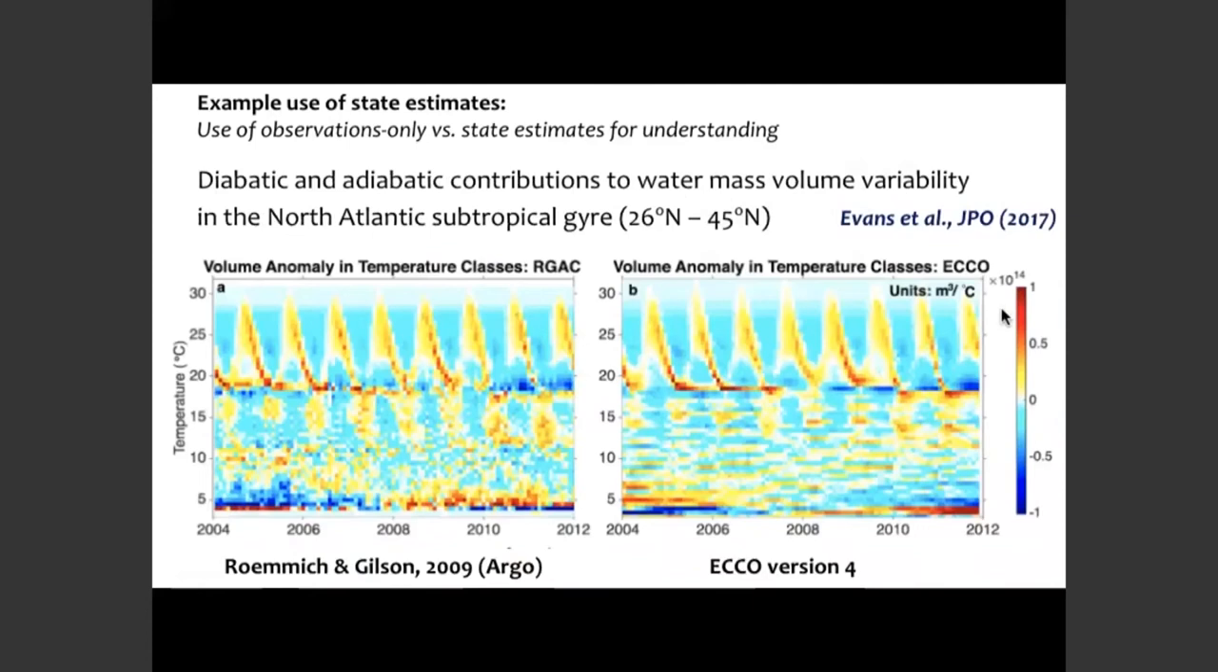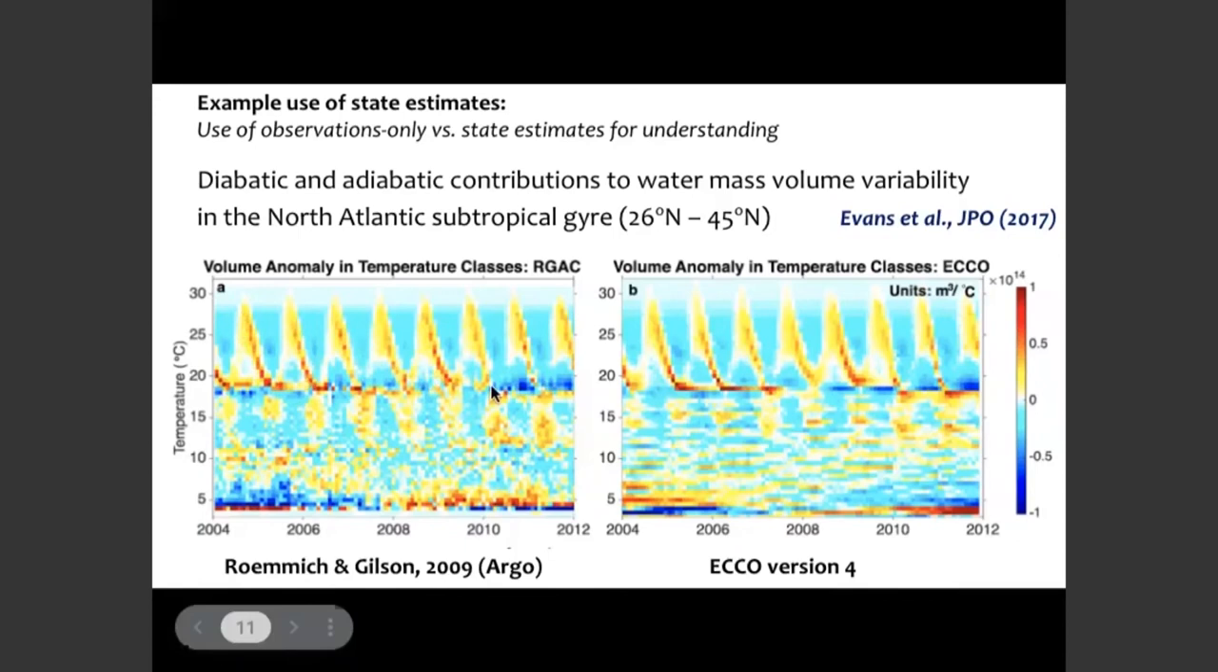And so this study here by Evans et al. 2017 was looking at the seasonal cycle from 2004 to 2012, looking at the anomalous volume of these temperature classes of water. So what's shown here is temperature as a function of time, and the colors represent water volumes. And you really see very nicely the seasonal cycle in how mode water is being formed, basically resides here at the 18 degree level. It goes from year to year, restratification, and then reproducing these water mass transformations.